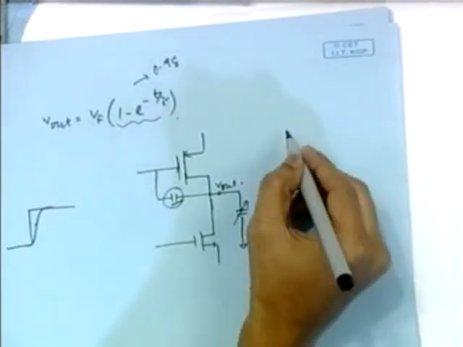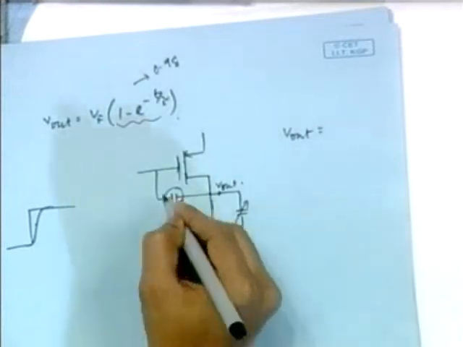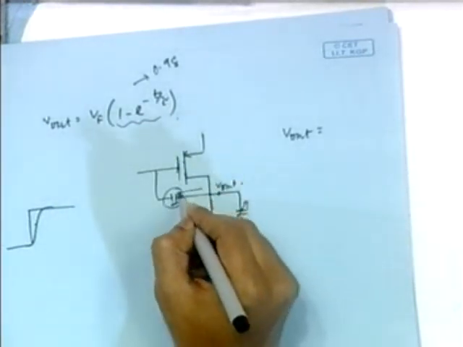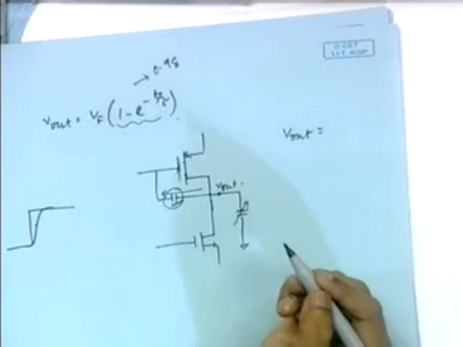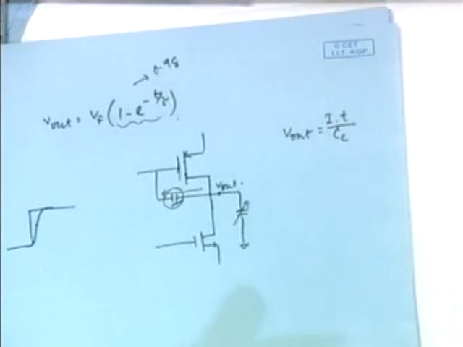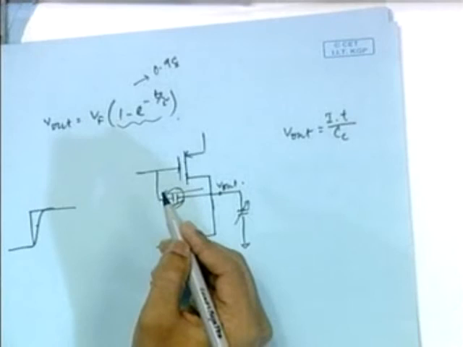V out is basically the charge stored at this capacitor divided by the value of the capacitor. From the capacitor relation, Q is equal to CV. So what is V? Q by C. Q means the current flowing through this capacitor into time, divided by the value of that capacitor. Then what is that current value? We need to draw the whole circuit.